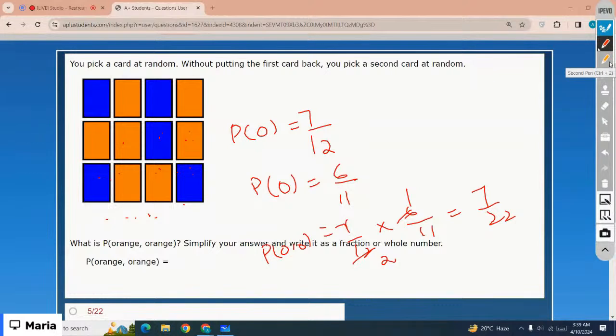So you need to calculate the probability of orange and orange. Simply multiply them. That would be 7 over 12 times 6 over 11. The correct option is 7 over 22.